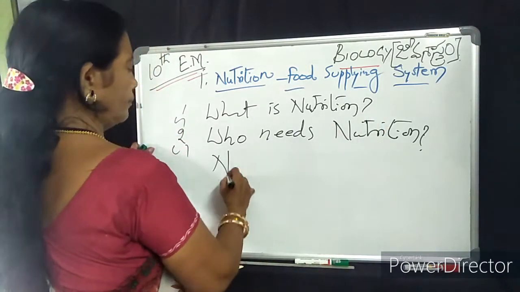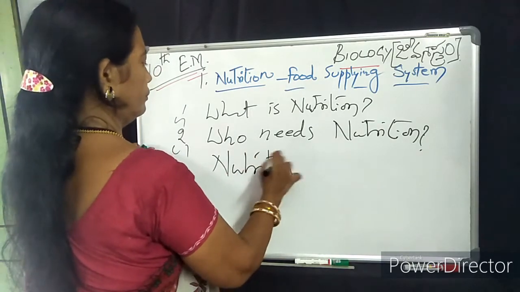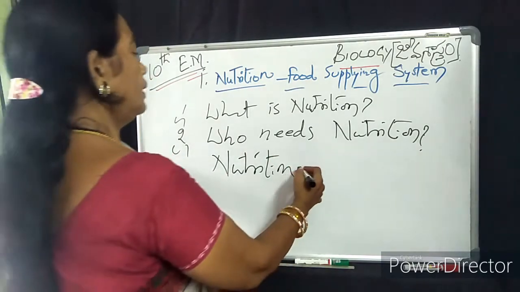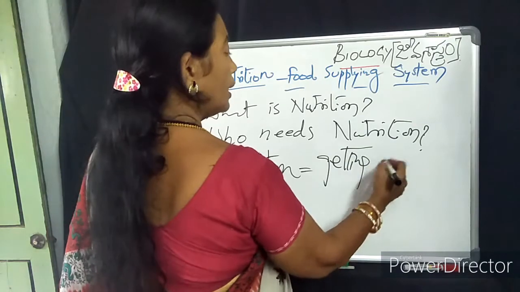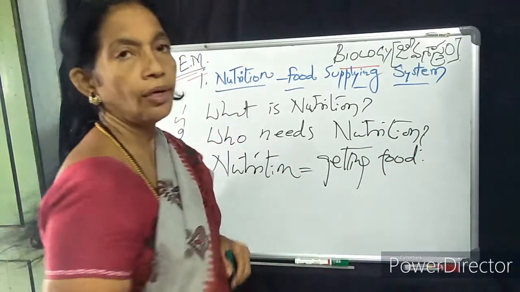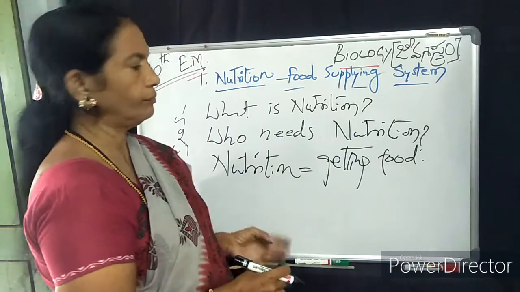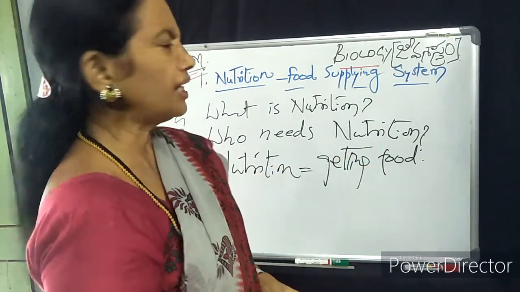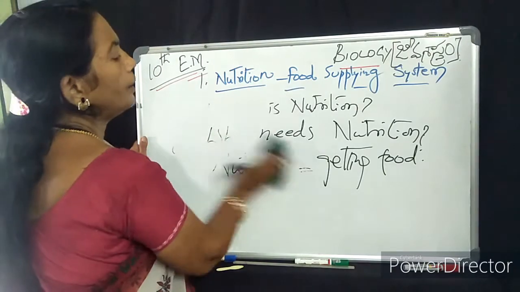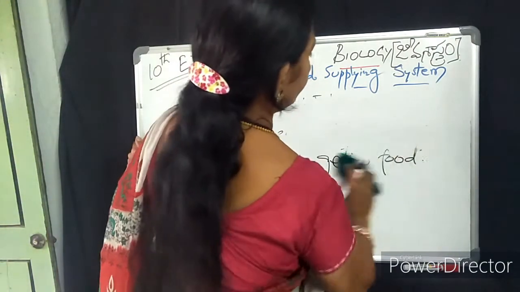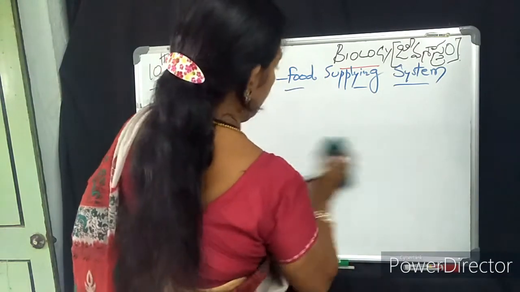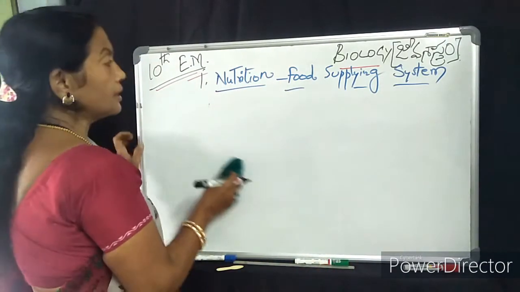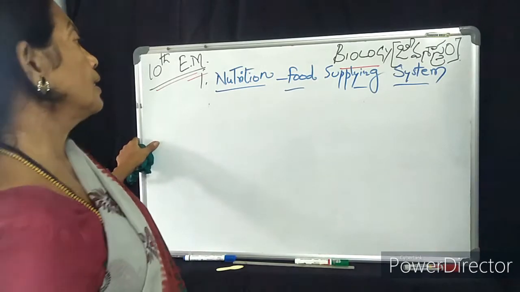This word nutrition means getting food. So who needs food? We already learned about microorganisms and multiple organisms, small plants, big plants, small animals and big animals.